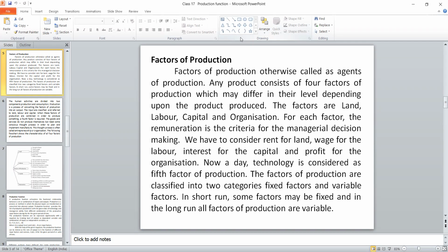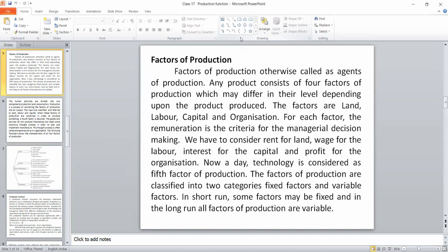So there are four factors of production: land, labor, capital, and organization. For that, rent, wage, interest, and profit will be the remuneration respectively. Nowadays, technology is also considered a fifth factor of production. In old books, it is not there. In recent books, we consider the fifth factor of production to be technology.